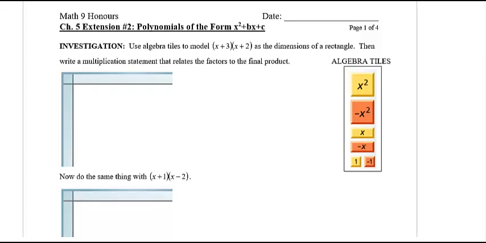Welcome to Chapter 5, Extension number 2, where we're going to talk about polynomials that look like this: x squared plus bx plus c. Okay? I'd like to first look at Algebra Tiles. I don't know if you remember doing these in Math 9, but Algebra Tiles, I know there's yellow and red on the screen, but I like to use white and black or dark for the negatives, so that if you're using pencil, you can easily show the difference.